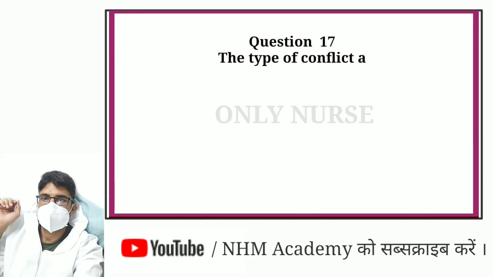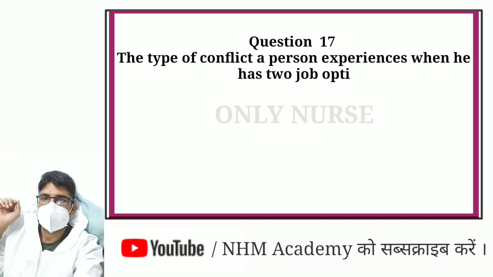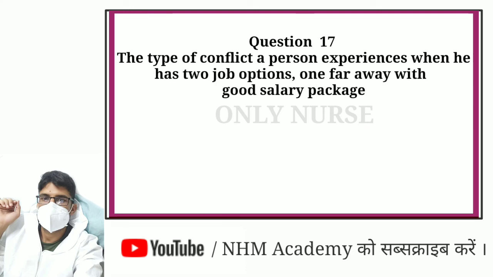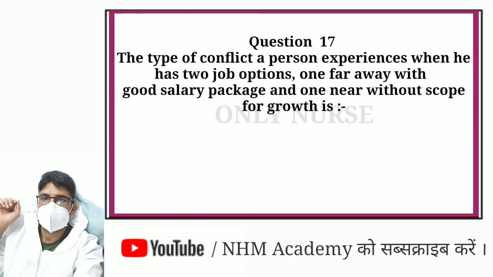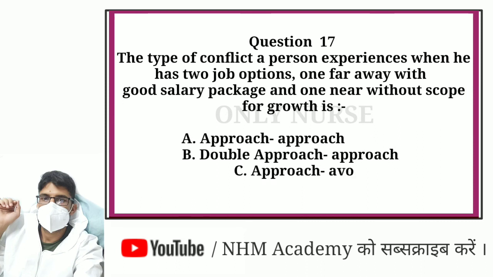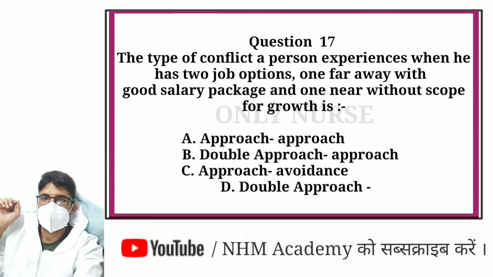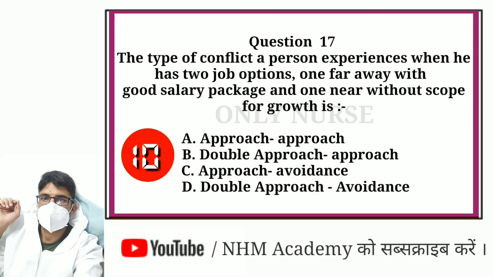Question 17. The type of conflict a person experiences when he has two job options, one far away with good salary package and one near without scope for growth is. Options: A. Approach. B. Double approach. C. Approach avoidance. D. Double approach avoidance. Right answer of this question is option D. Double approach avoidance.